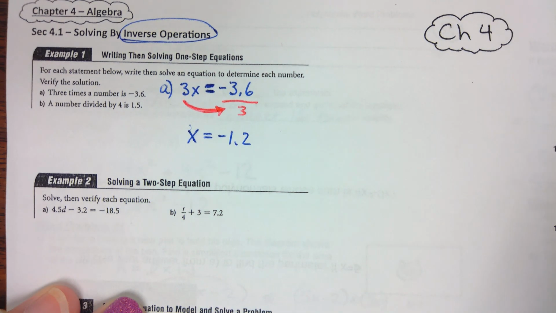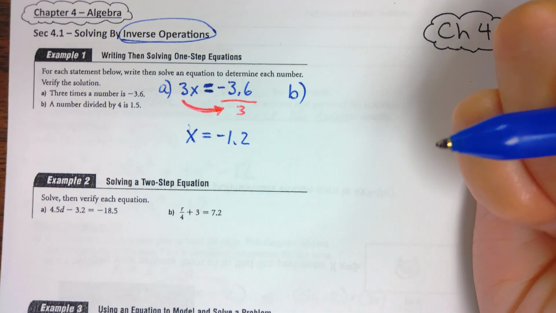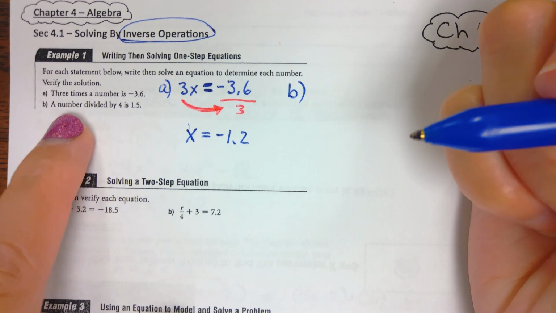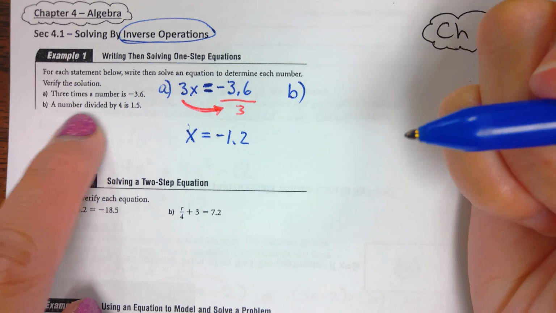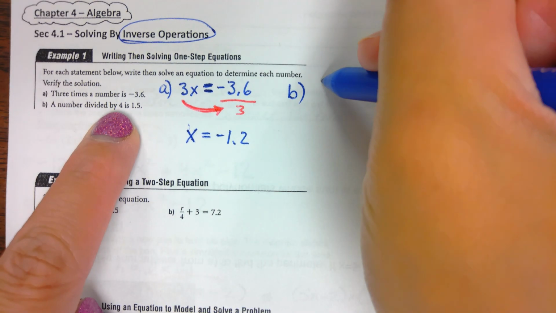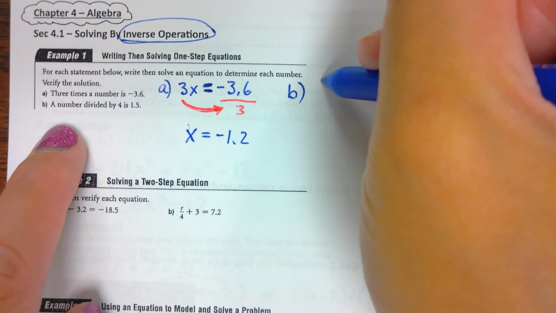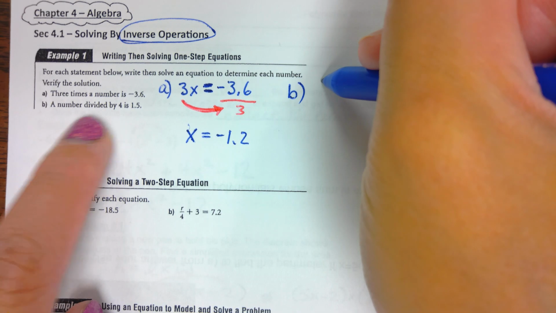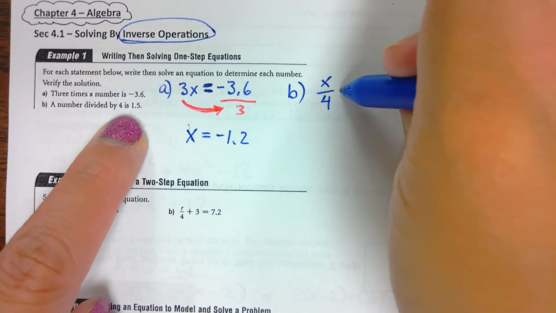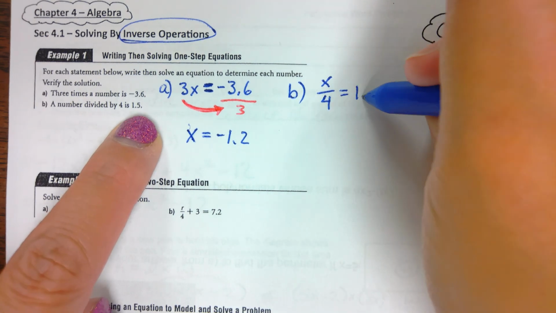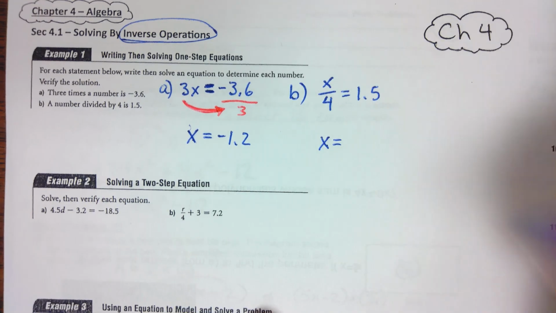All right. So let's try a second one. A number divided by 4 is 1.5. So again, translating this into a mathematical equation. A number divided by 4. What should I write? Divided by 4. Right, yeah. And then "is", again, means equal, and then 1.5. So I want x equal to be my answer.